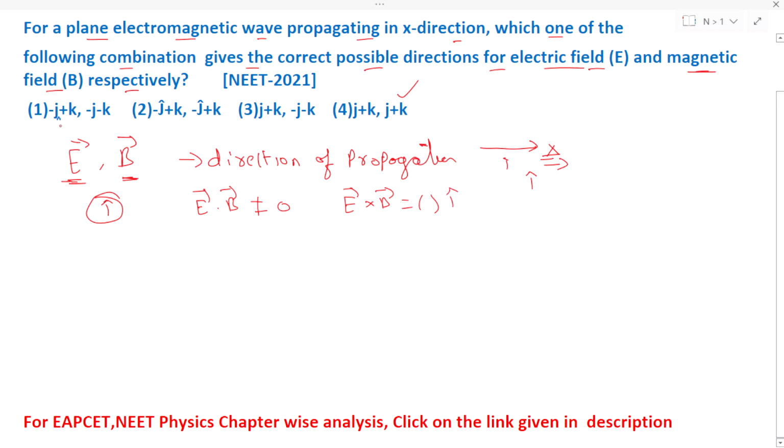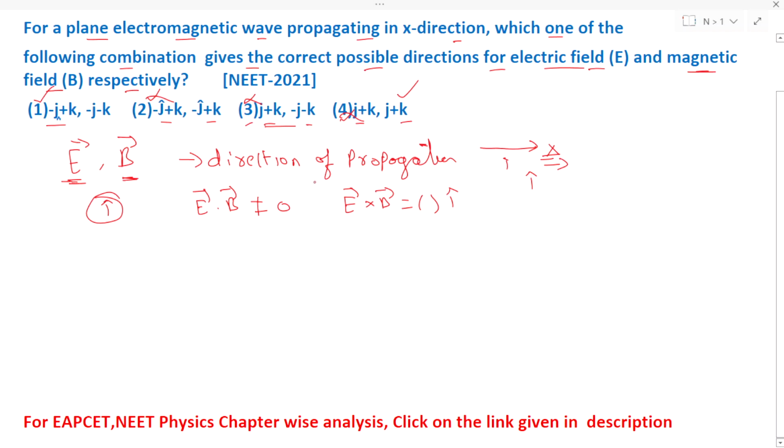Now if you see the options, in the second option it is clear that these two vectors are parallel, so this will not be the option. Similarly, in the third option, these two vectors, whether E bar or B bar, are anti-parallel, so this will not be the answer. Similarly, in the fourth option also, E bar and B bar are parallel, so the fourth option is also not correct. So the only correct answer may be the first option. Now let us see whether the first option is correct or wrong.